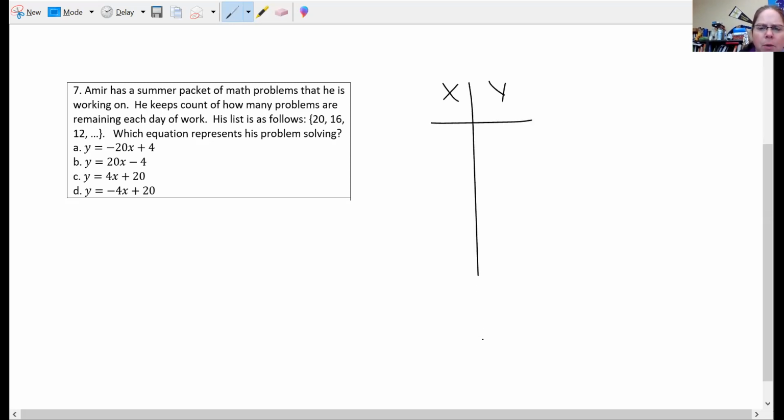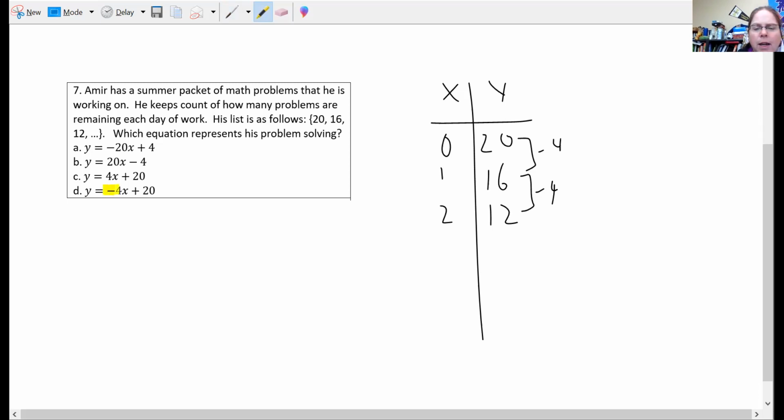So I got my X and my Y up here. Well, 20 is kind of where it starts. So that kind of sounds like that's the 0 term. And at the end of each day, he's got 4 fewer problems. So it looks like an arithmetic sequence where we just keep subtracting 4 each time. So that right there tells me my common difference is -4.